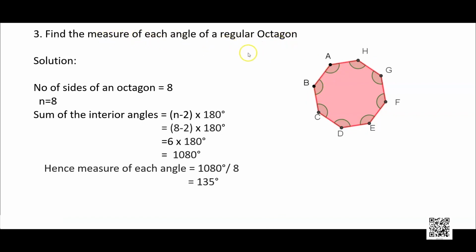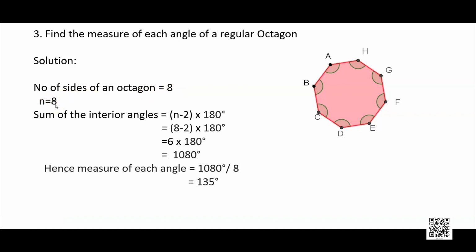Now, we have to find the measure of each of its interior angle. So, these are the angles which we have to find. We already know that they are all equal because it is said it is a regular octagon. So, how many sides does an octagon have? Yes, an octagon has got 8 sides. So, the n here will be 8.